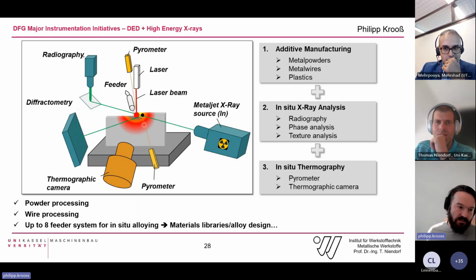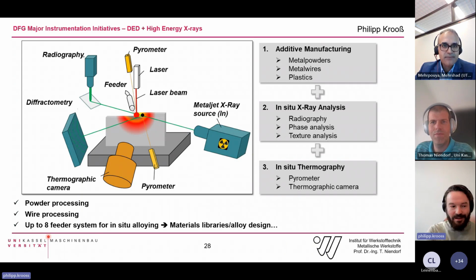And we would like to use this machine for diffractometry during the process, for radiography. So look at the melt pool turbulences, and radiography, phase analysis, texture analysis, some different additional instrumentation which can be applied to the system to get a whole bunch of information on the solidification processes in different alloy systems. We have powder and wire processing capabilities. We will have an 8-feeder system for feeding 8 different powders, and we can then print materials libraries and go for alloy design.